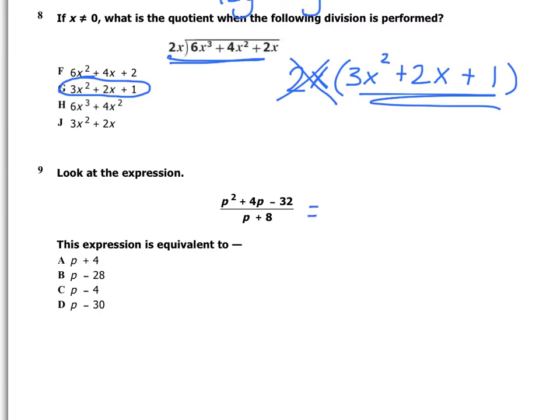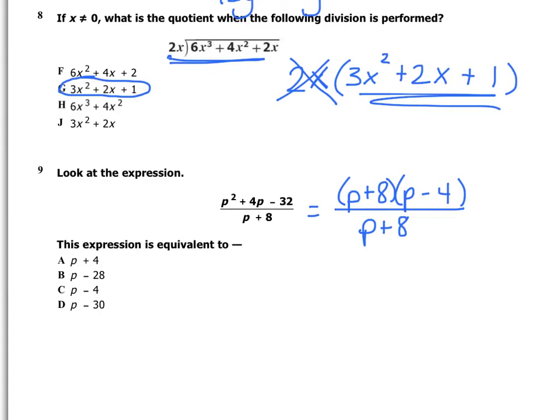I know that if this is p plus 8, the pattern they're trying to get us to notice here is that we can cancel common factors. So when I have a product of negative 32 and a sum of 4, I have p plus 8, positive 8, and p minus 4, negative 4. 8 times negative 4 is negative 32. 8 plus negative 4 is indeed 4.